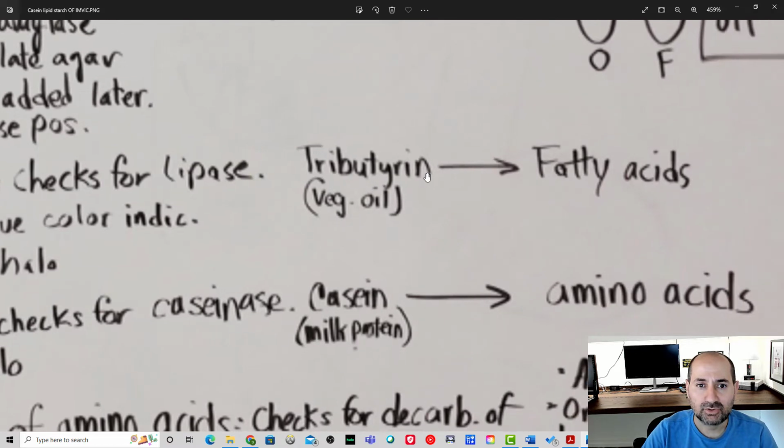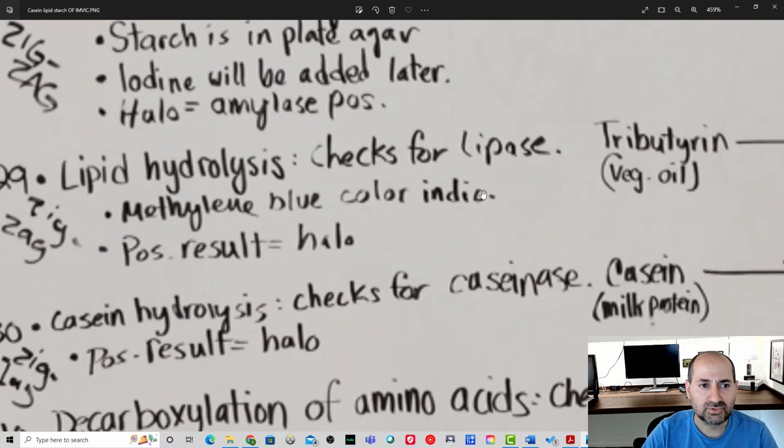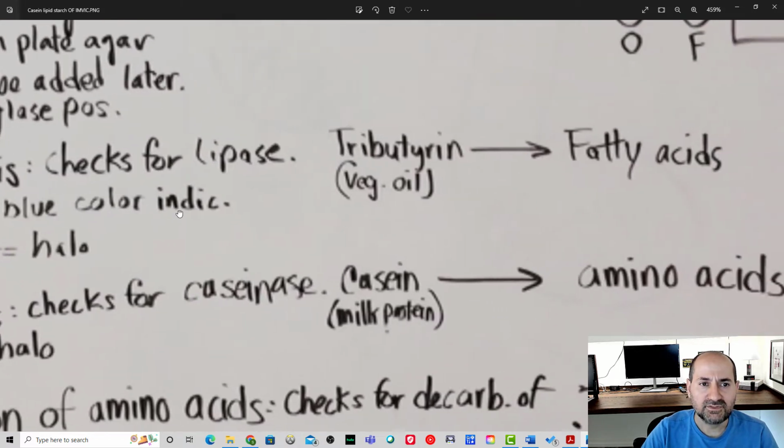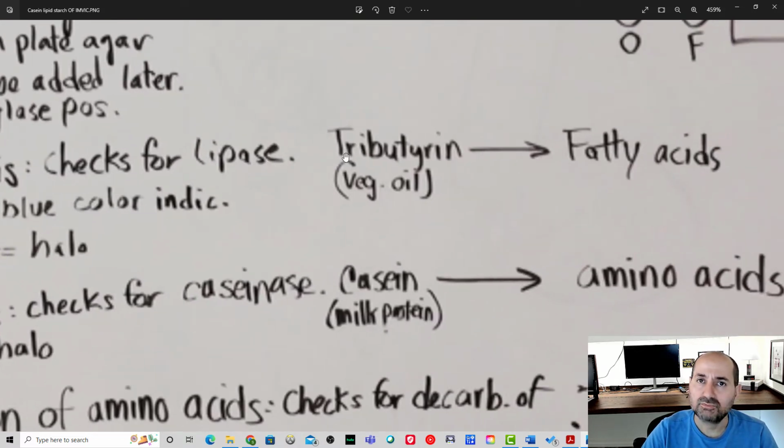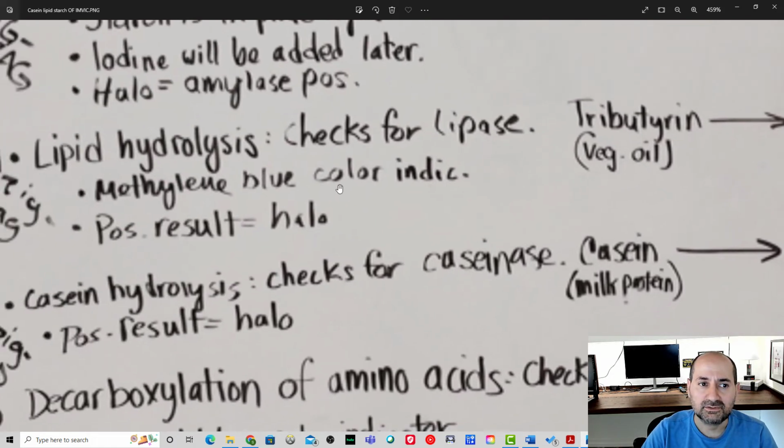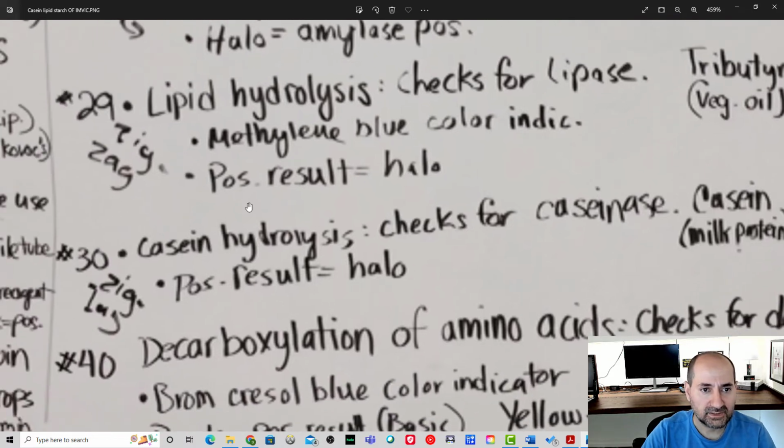Lipase breaks down tributyrin, which is vegetable oil, into fatty acids. Remember, this was your blue plate. It was blue because of the addition of methylene blue as a color indicator. If the bacteria produce lipase, this breaks down tributyrin into fatty acids. This also causes a breakdown in the methylene blue color, such that the bacteria have a clear zone around them, a kind of halo where the blue color is missing around the bacterial growth.